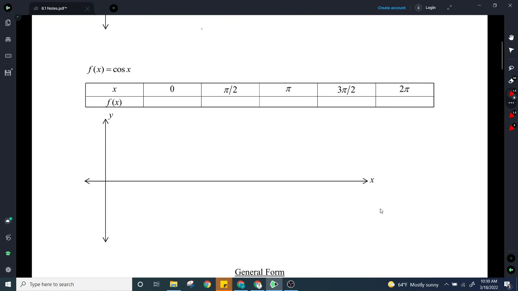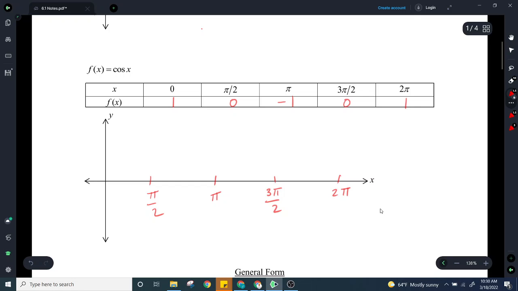So cosine of 0, of course, is 1. Cosine of pi over 2 would be 0. Cosine of pi would be -1. Cosine of 3 pi over 2 is 0, and then cosine of 2 pi is back to 1. So one cycle of the cosine curve is also 2 pi radians, so from 0 to 2 pi. So I'm going to label it very similar. So we're going to have pi over 2, pi, 3 pi over 2, and then 2 pi.